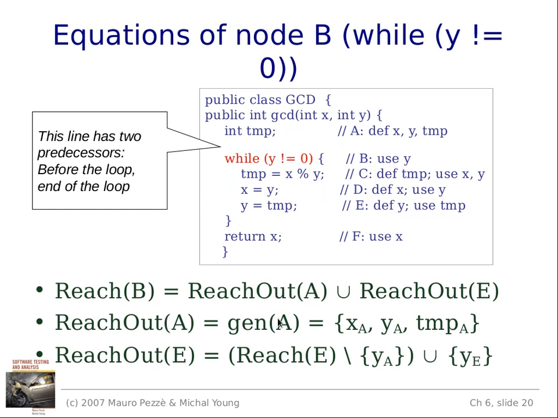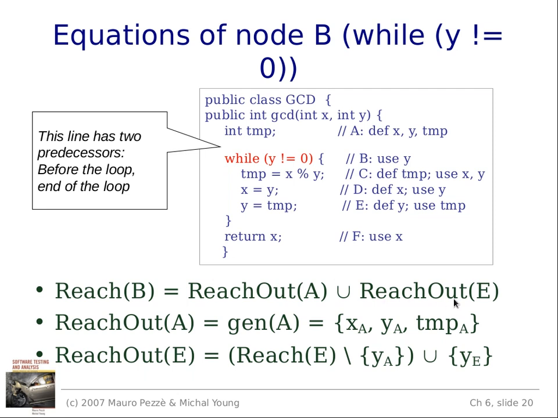Of course, the reach out of A is where all these variables are generated. So x at A, y at A, and temp at A. The reach out of A is just where these variables are generated. Of course, the reach out of E is what the reach is of E. Notice that we're subtracting old y of A because it got killed there, and unioning it with y of E.